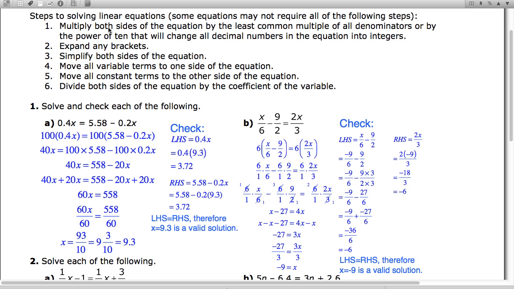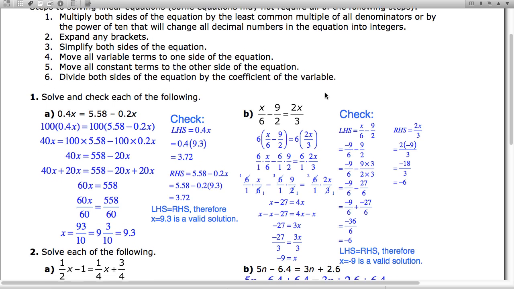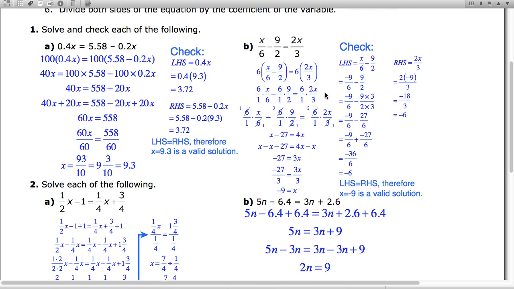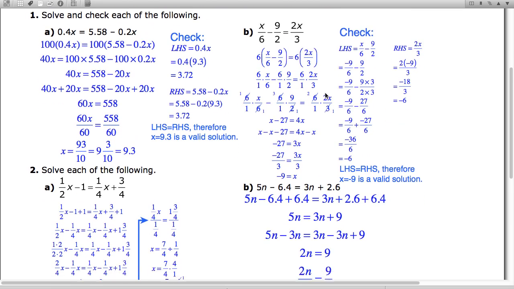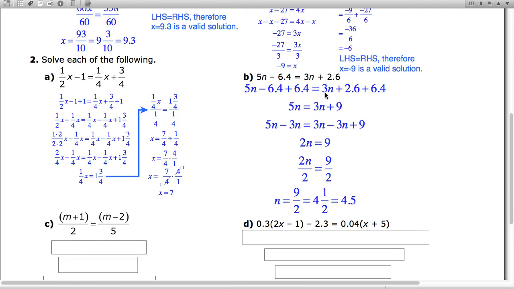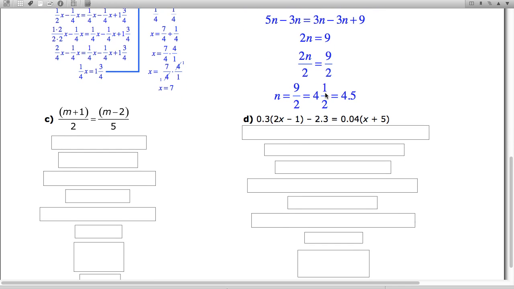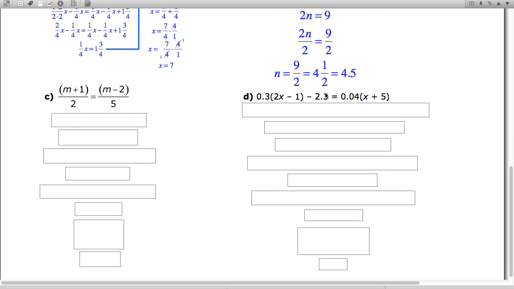If you are going to take step 1, multiplying both sides of the equation by the least common multiple, or by the power of 10 that will change all the decimal numbers into integers, you should take that step first. And obviously expanding brackets and simplifying is a good thing to do next. But then those two steps, the 4 and 5, could definitely be interchanged. The last thing, dividing both sides of the equation by the coefficient of the variable, that should definitely be the last thing that you do, if it's even necessary to do it. Sometimes you already have a single x by itself without having to do that. So anyways, let's take a look at a few more examples here.